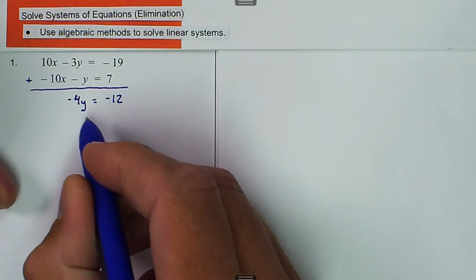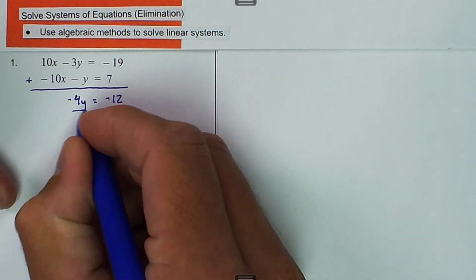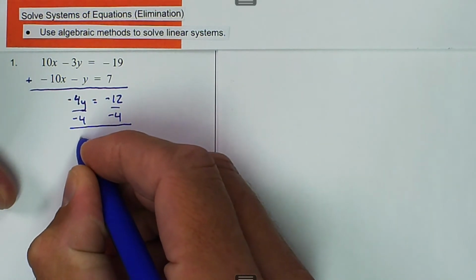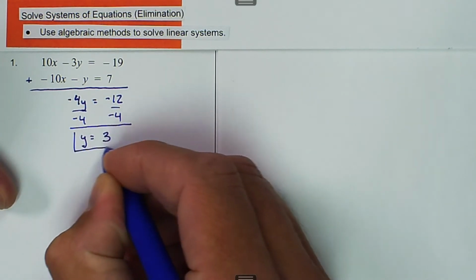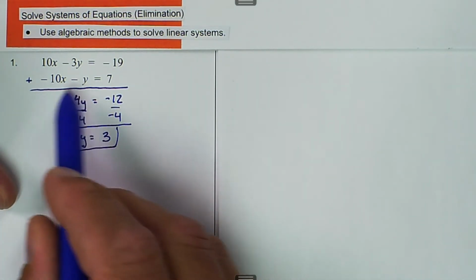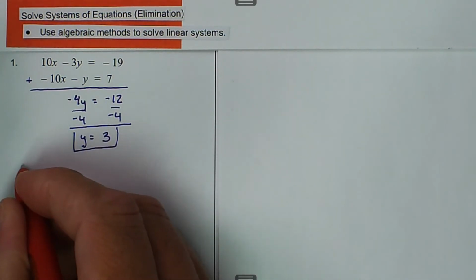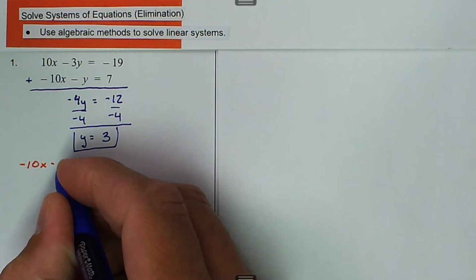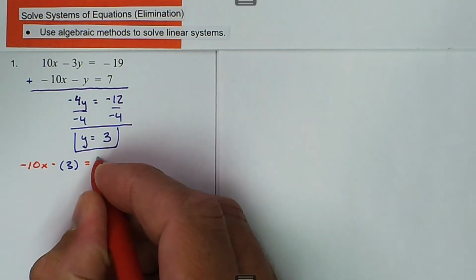And then we want to solve to get the variable by itself. So we divide by negative 4, divide by negative 4, and then we get y is equal to 3. So then we can use y equals 3, and we can substitute it into either one of the equations we want, but we'll take the y out and replace it with positive 3. So I'm going to pick the bottom equation. So we have negative 10x minus, I'll put my 3 in, and that is equal to 7.